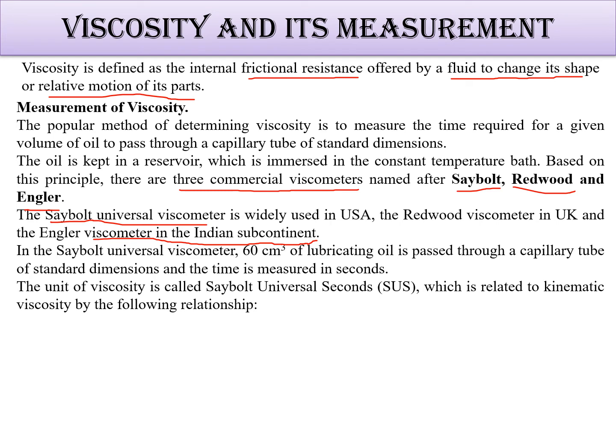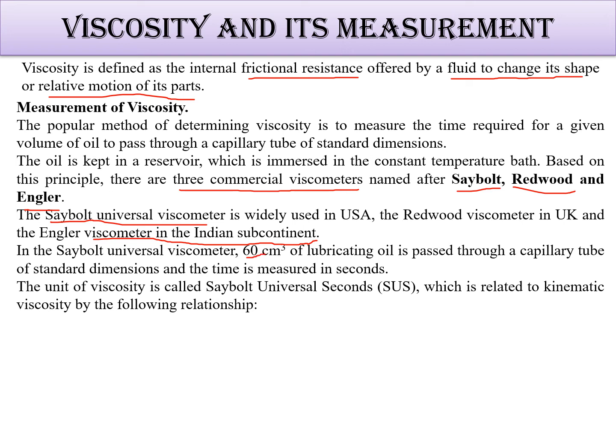So what did Saybolt do? He took 60 cubic centimeters of lubricating oil and passed it through a capillary tube of a standard dimension, and the time is measured in seconds. The temperature remains constant throughout because as temperature increases, viscosity decreases, and as temperature decreases, viscosity increases. So this capillary tube of proper dimension is maintained and 60 cubic centimeters of oil is passed.